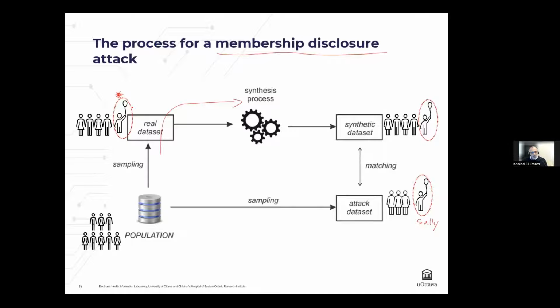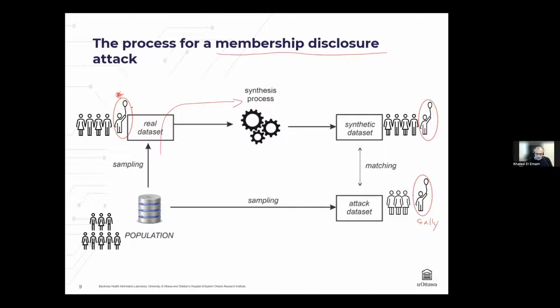Even though you don't know which record belongs to Sally, you still learn something new about Sally. And so there are ways to evaluate this as well. How can you use the synthetic data to determine if Sally is in the training data set? That's called membership disclosure.